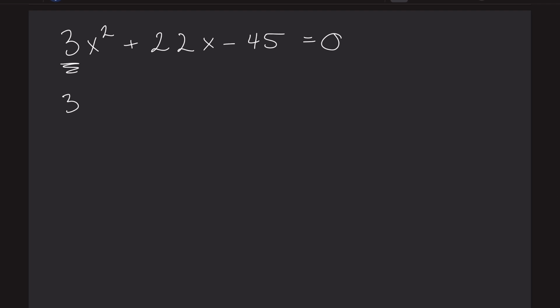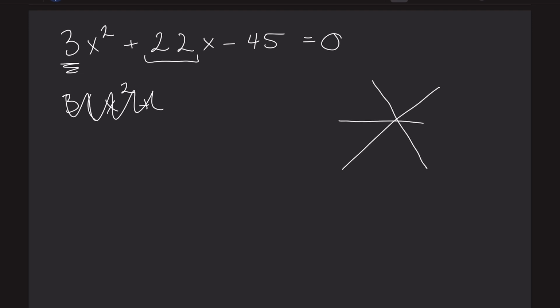So let's see, if I take out a 3, I'll be left with x squared plus, well, 3 doesn't go into 22. So we're not going to be able to take a 3 out. So when we do our snowflake, we're going to have a times c in the top. 3 times negative 45 is going to be negative 135. And then in the bottom here, we put the b term, 22.